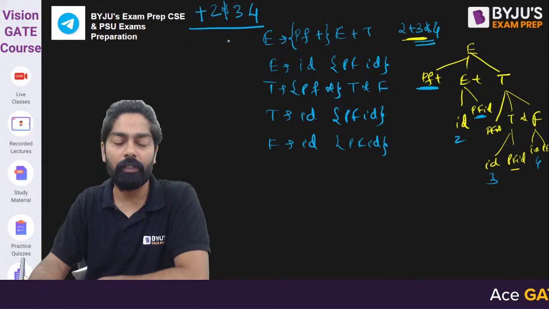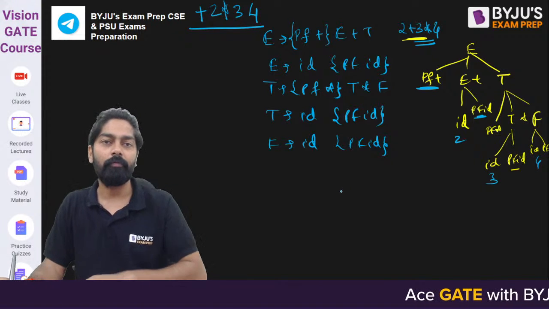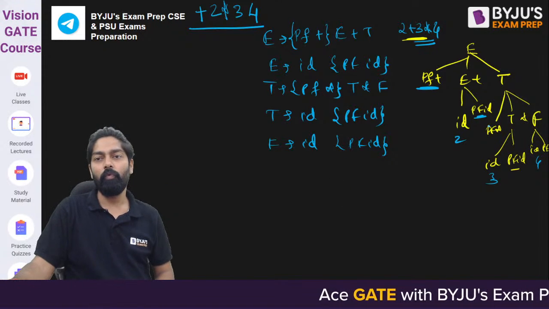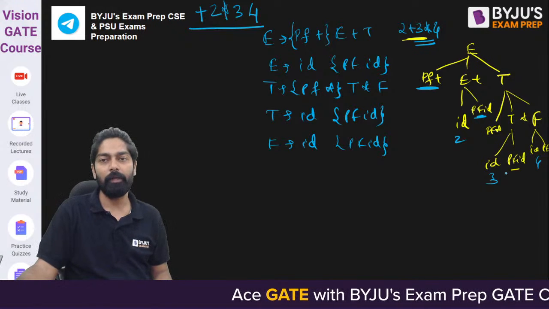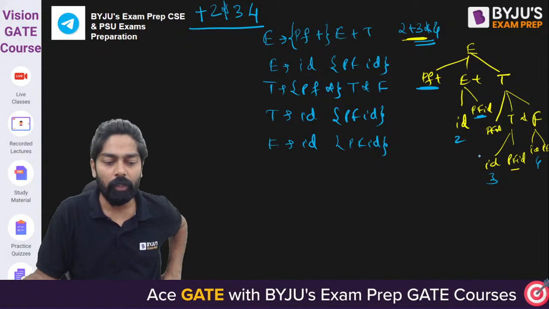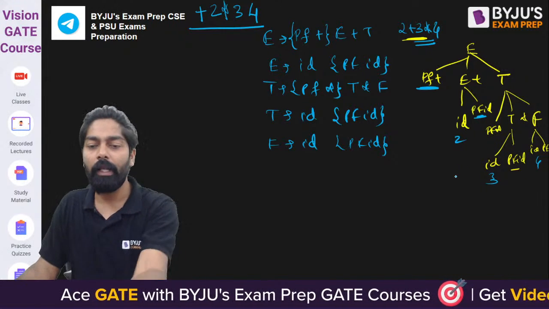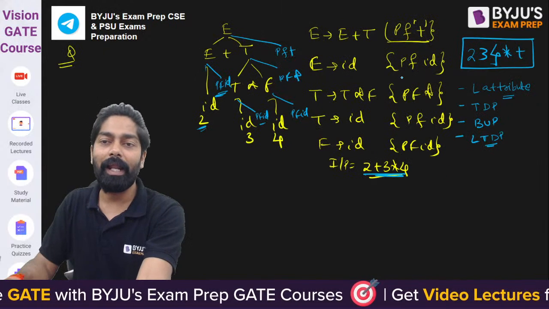So plus 2 star 3 4. Are you getting my point? Is that clear, my dear friend? So what have we done here? Here we have done, my dear friend, L attribute evaluation.